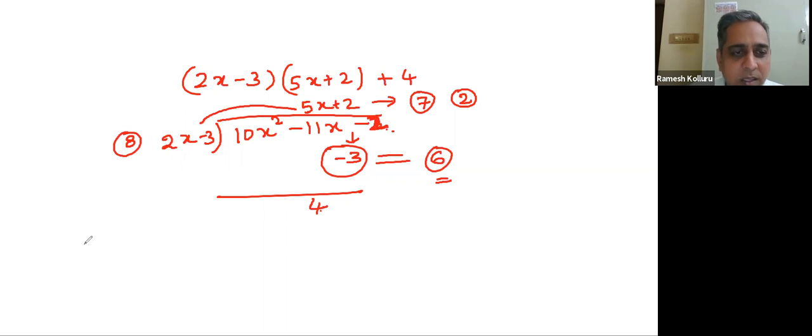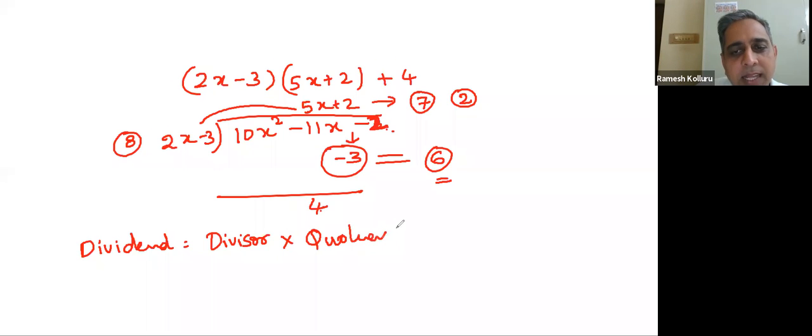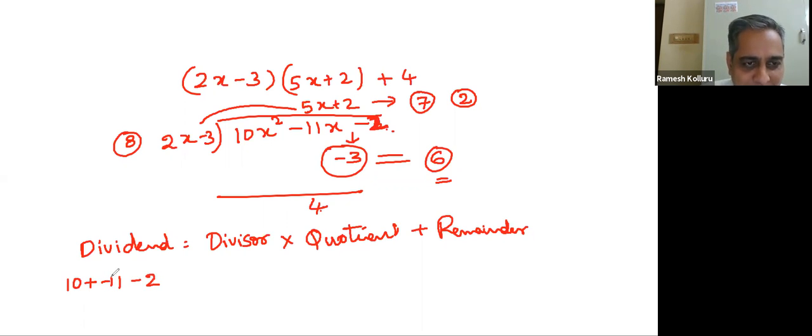So here the dividend is equal to divisor times quotient plus remainder. So when we are taking this, dividend is 10 minus 11 minus 2. So minus 11 is minus 1 and minus 1.